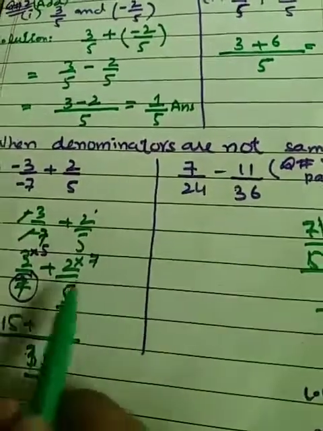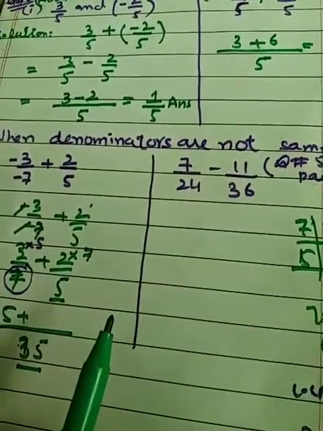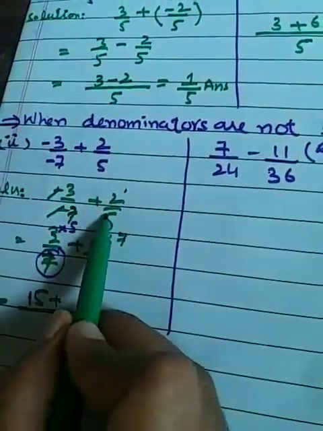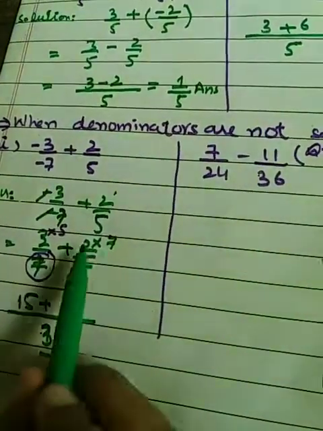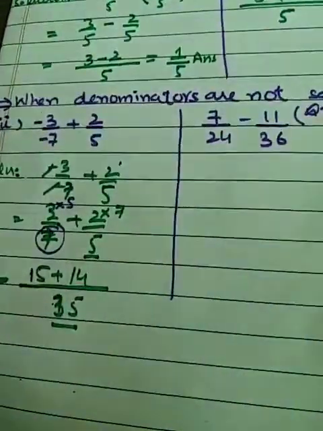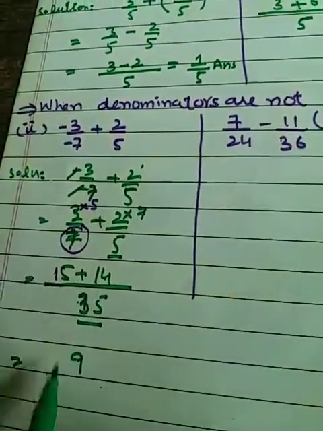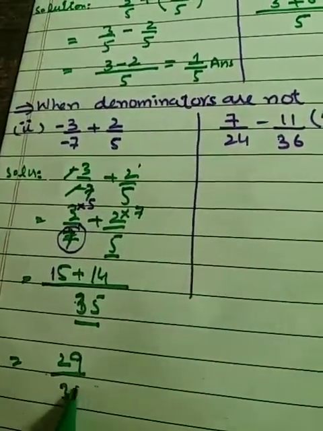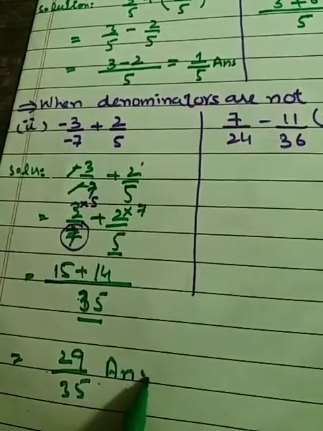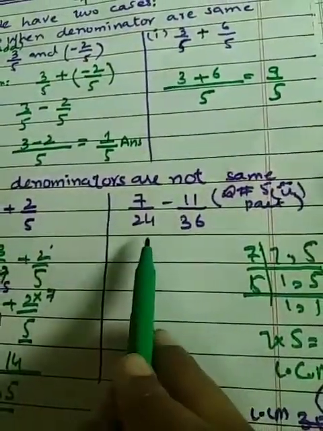Okay, understand this concept. This is very important. The majority of students fail to understand this. 7 twos are 14. Now add these terms: 15 plus 14 is 29, and the denominator is 35 here. This is your answer.